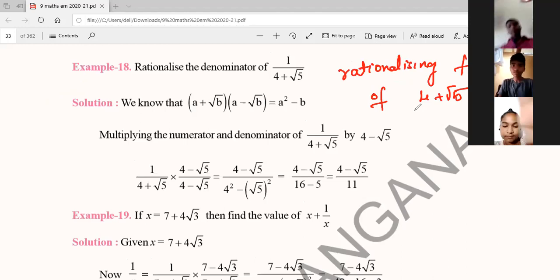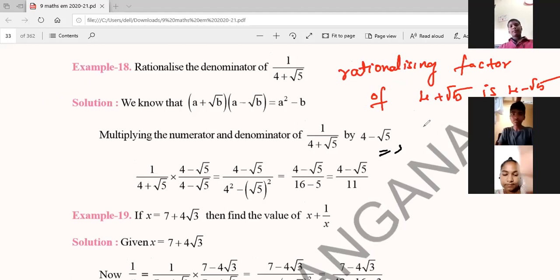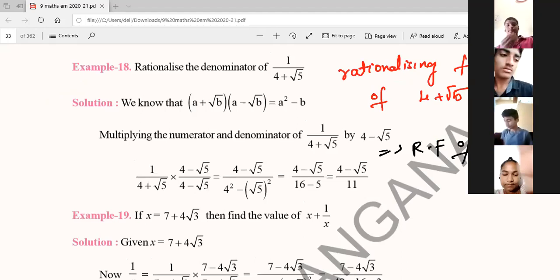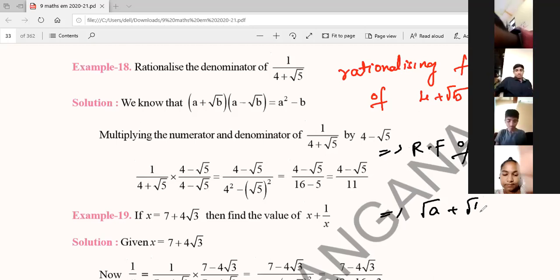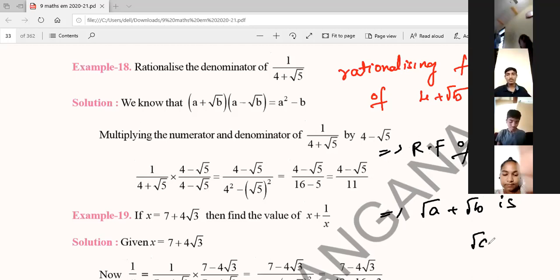Take the general form. The rationalizing factor of a plus root b is a minus root b. Remember that. Or else, the rationalizing factor of root a plus root b is root a minus root b. Okay, clear? Just note that.